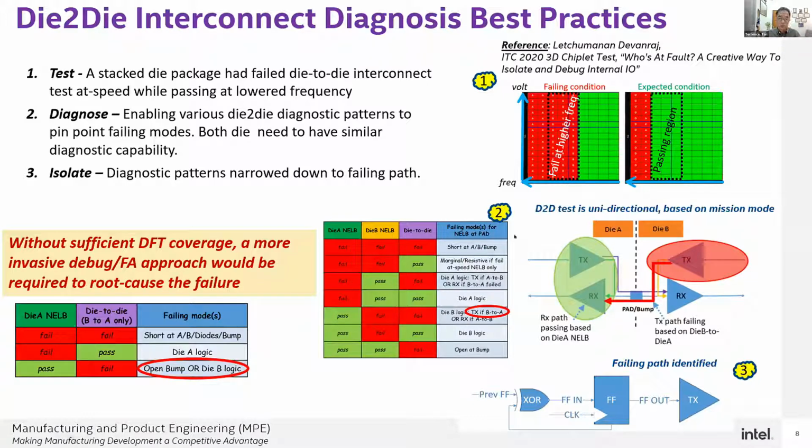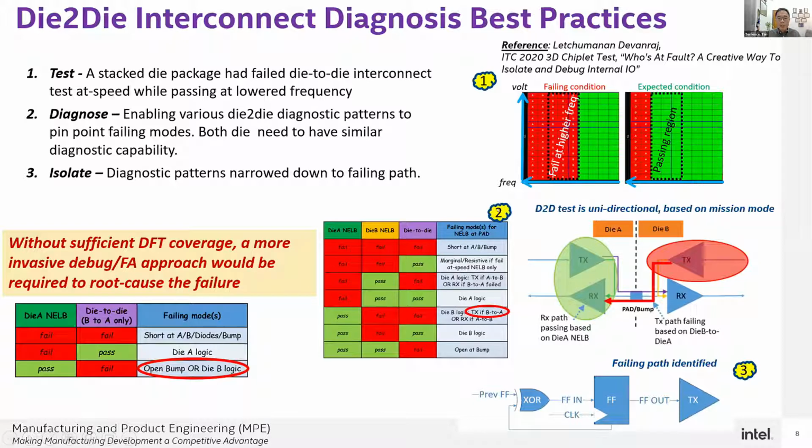So it could mean that it is an interconnect failing, or it's the silicon, the die, the buffer that's failing, or there's a certain margining capability. So you need to have a diagnostics mode, right? You need to enable various diagnostics patterns to pinpoint the failing node.